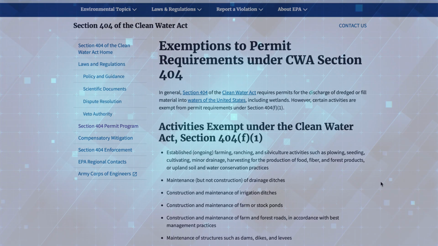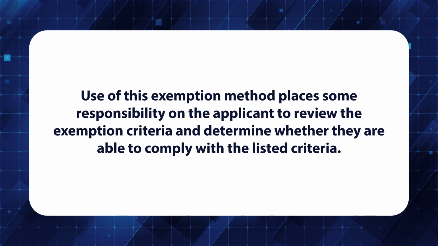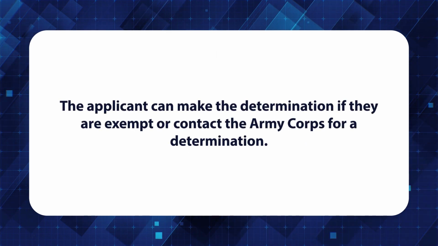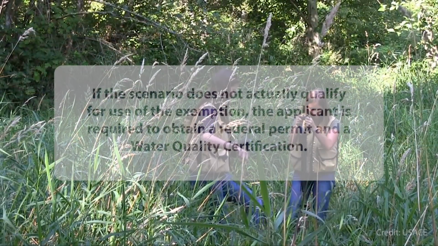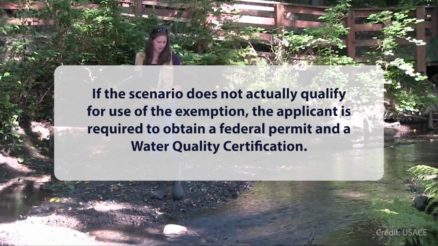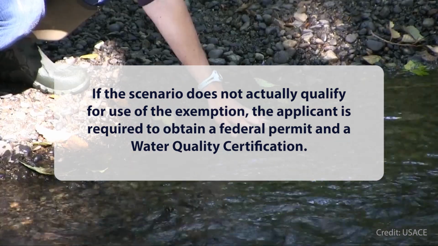Use of this exemption method places some responsibility on the applicant to review the exemption criteria and determine whether they are able to comply with the listed criteria. The applicant can make the determination if they are exempt, or contact the Army Corps for a determination. If the scenario does not actually qualify for use of the exemption, the applicant is required to obtain a federal permit and a water quality certification.